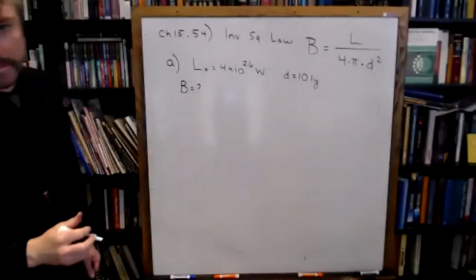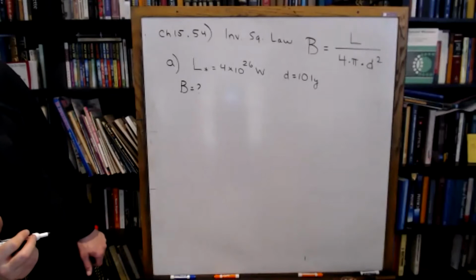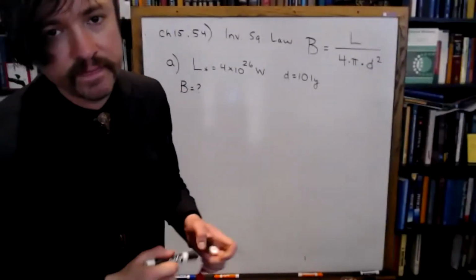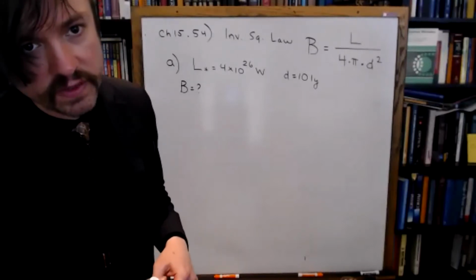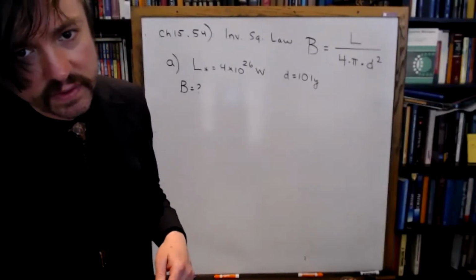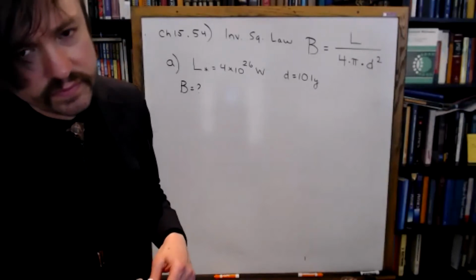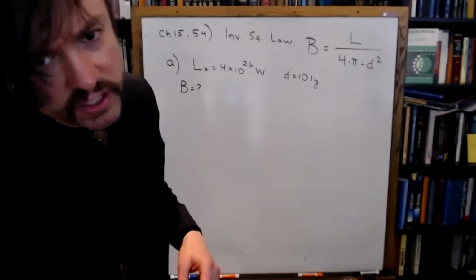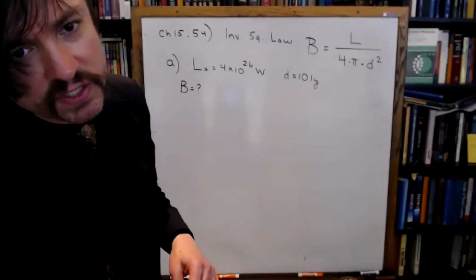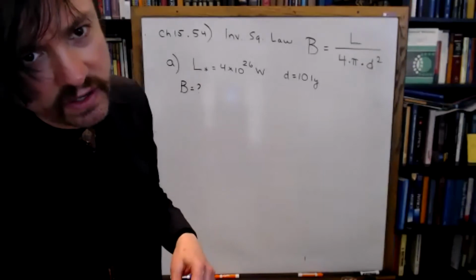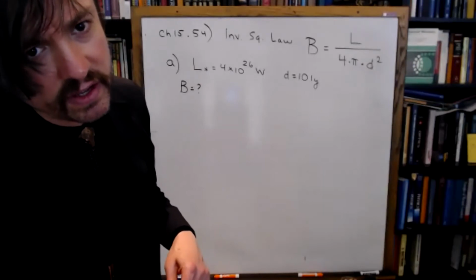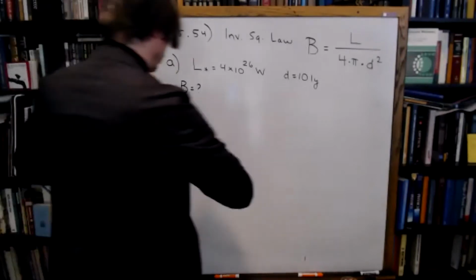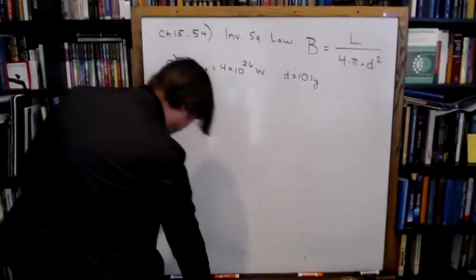How are we going to do that? What units do we measure brightness in, students? Watts per square meter. Do we measure them in watts per square light year? No, that would be weird. So what are we going to need to do then? Convert it. Dimensional analysis. All right, let's do that.